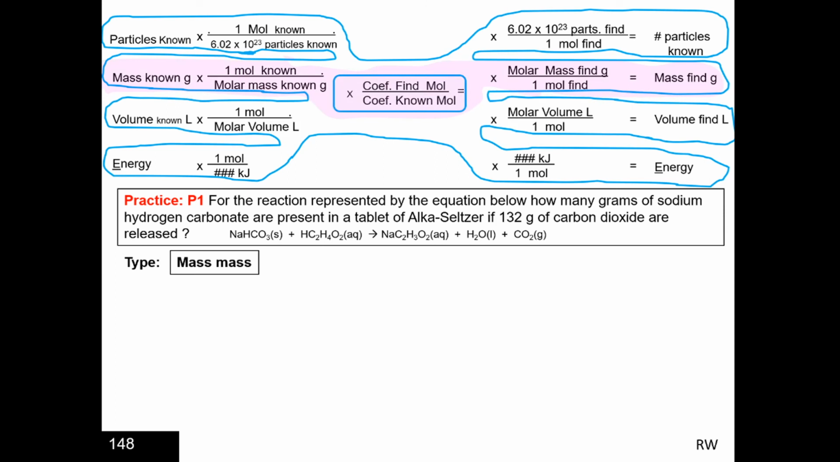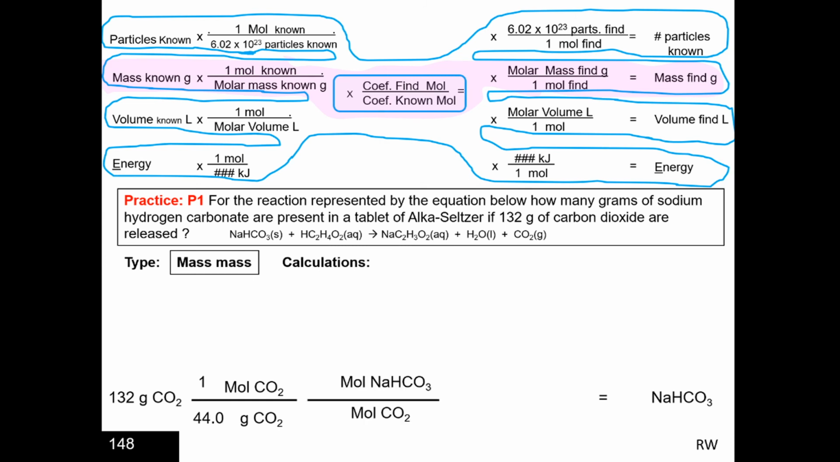Okay, mass-to-mass problem. In order to find the grams of sodium hydrogen carbonate, you start with 132 grams of carbon dioxide. Your first conversion factor is the ratio of moles, 1 mole of CO2 to the molar mass of CO2, which is 1 over 44. Then you use your mole ratio with the moles of sodium hydrogen carbonate over the moles of carbon dioxide. And then finally you multiply by the molar mass of sodium hydrogen carbonate. Make sure those units cancel. Then do the math. 252 grams.